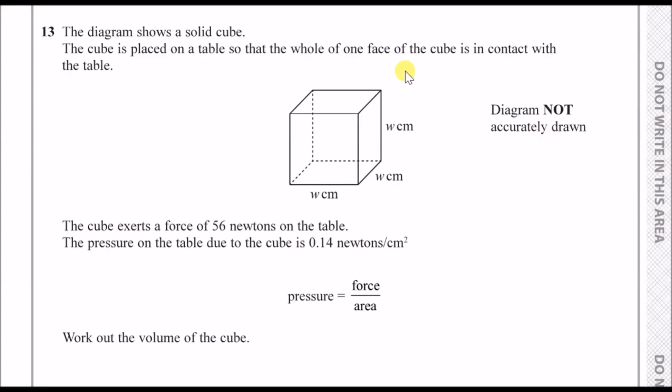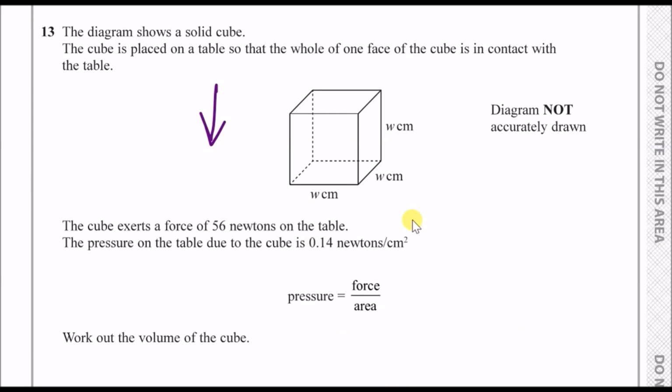So, the diagram shows a solid cube. Now this cube is placed on a table so that the whole of one face of the cube is in contact with the table. Okay? The cube itself exerts a force of 56 newtons on the table, so that's the downward force going down. You don't really need to know this specifically, but this is the downward force. The pressure on the table due to the cube is 0.14 newtons per centimeter squared. So here they gave us a formula for pressure, which is force over area, and they want us to work out the volume of the cube.